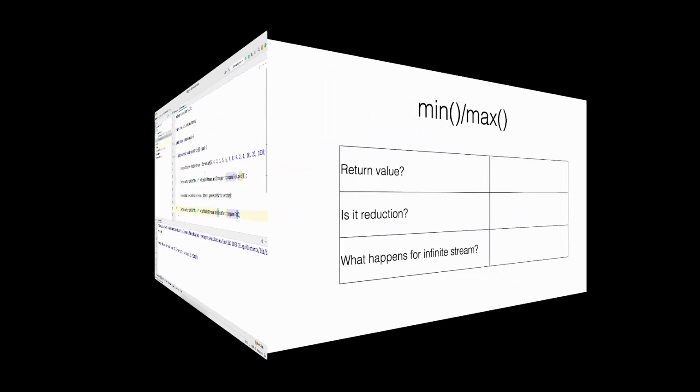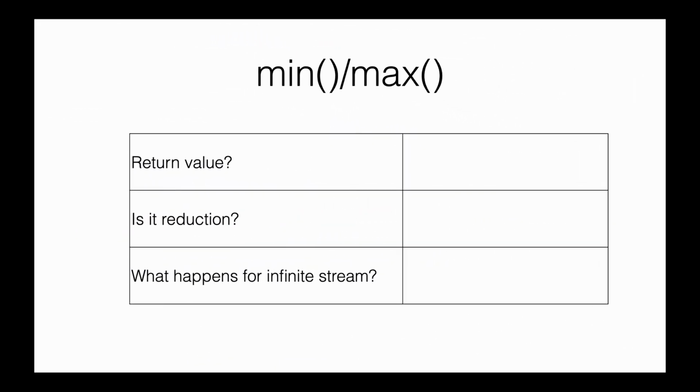Now let's head back to the PowerPoint and answer the questions. The return value of min and max is Optional of the stream type. If it is an integer stream, then it's Optional of Integer. If it's a stream of strings, then it's an Optional of String.